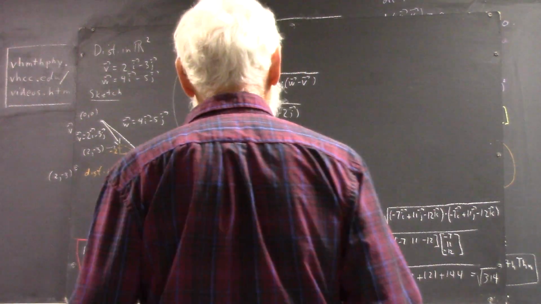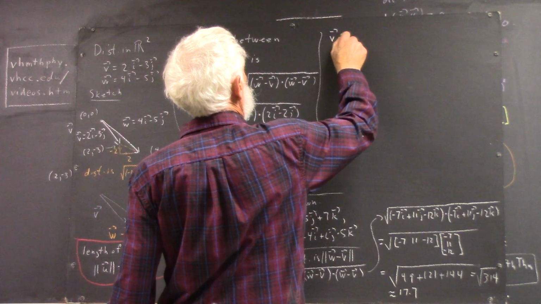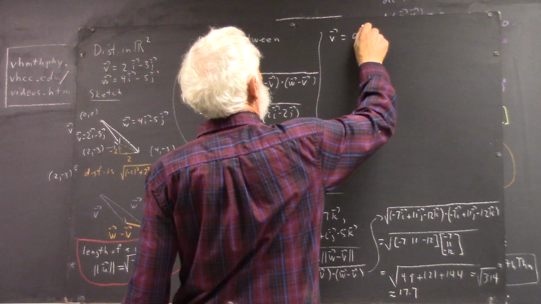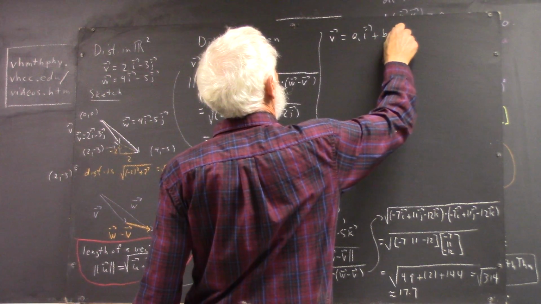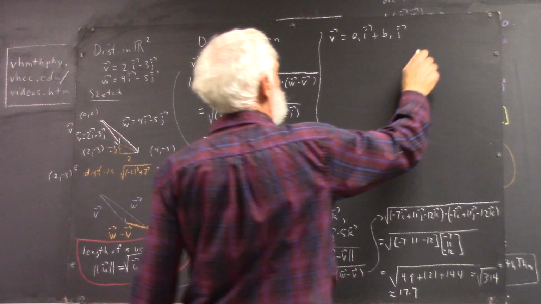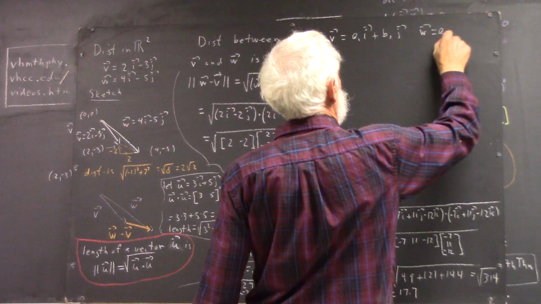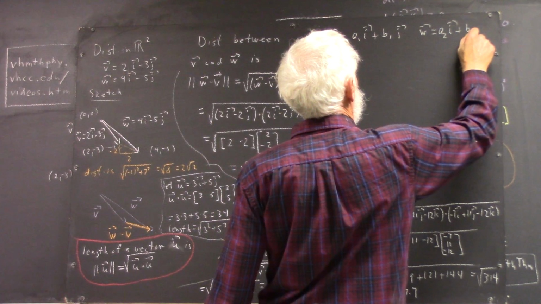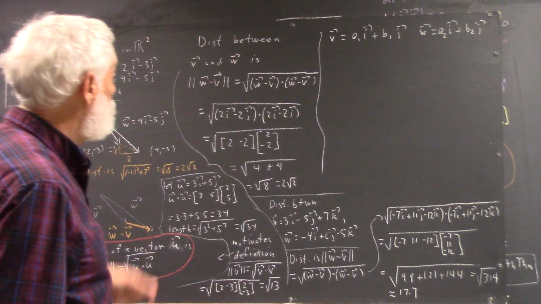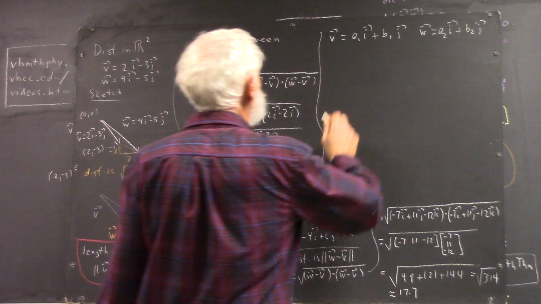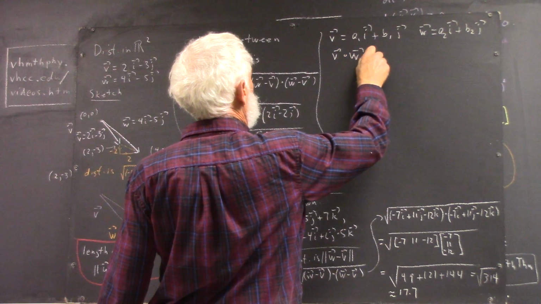Okay, so let V equal this. W equals A2 i plus B2 j. Okay. First of all, what then is V dot W?